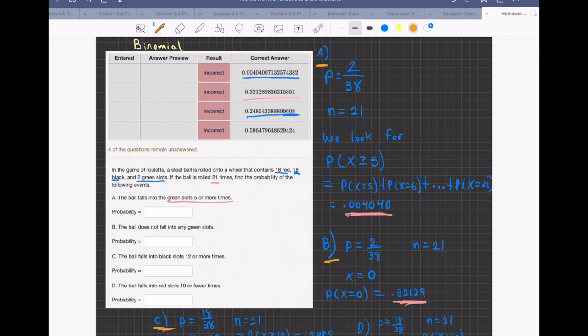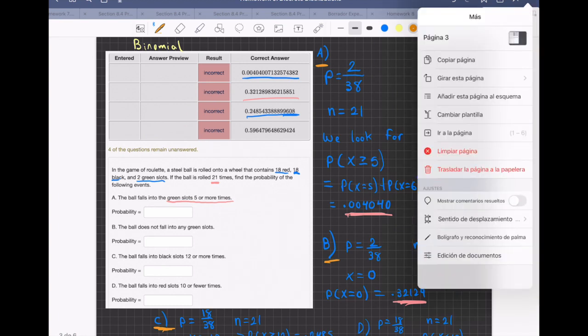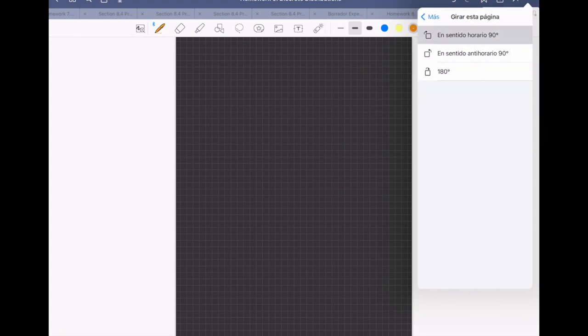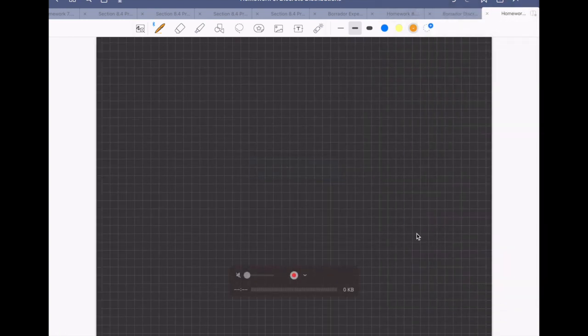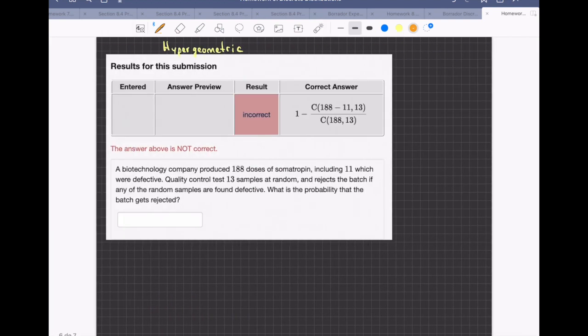B, C, and D. All right. The other distribution. Negative binomial.